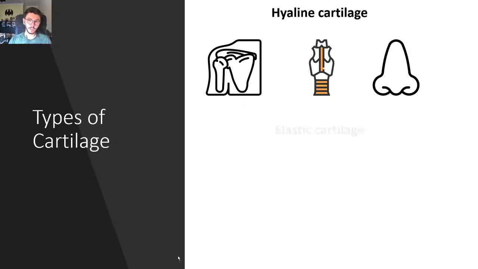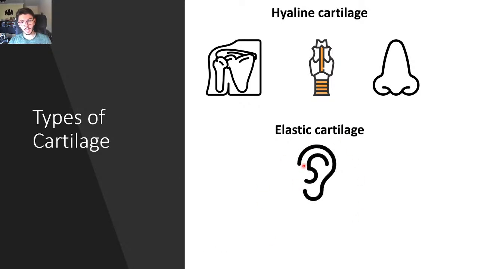For elastic cartilage, we have the ears and the epiglottis. Those are the two examples of elastic cartilage. And fibrocartilage is most commonly the menisci and intervertebral discs. So those are three types. They have different compositions. However, for the majority of this presentation, we'll be focusing on the hyaline cartilage, which is found in the joints.